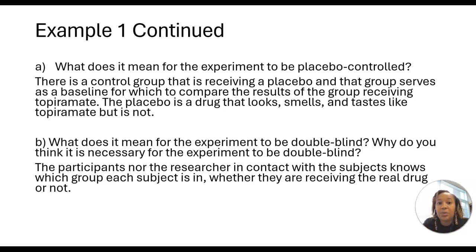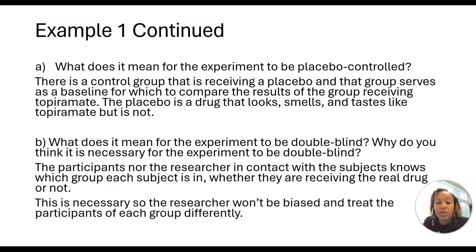Now, why is it important for it to be double-blinded? So sometimes bias can happen if the researcher knows which group the individuals are in, and it could be unconscious bias, right? So it's important that it's double-blind so that the researcher won't be biased and won't treat the participants in each group differently, all right? Because it can happen, and a lot of times it happens unknowingly, not on purpose.